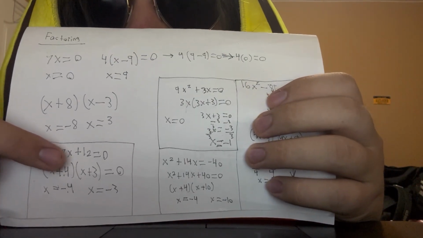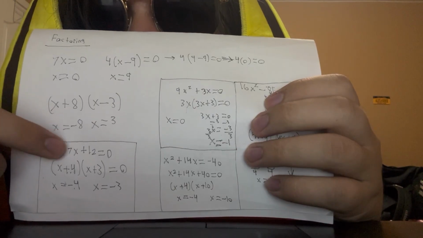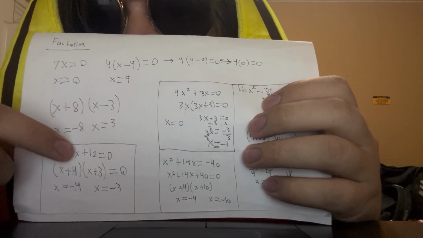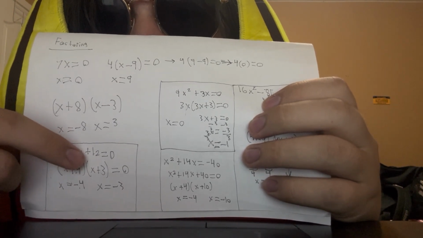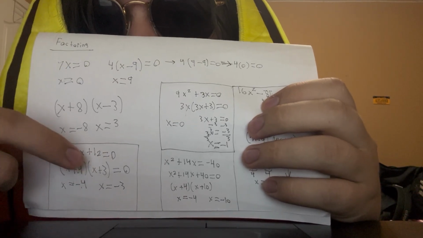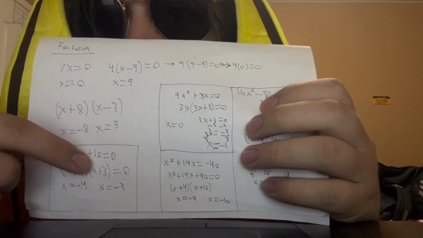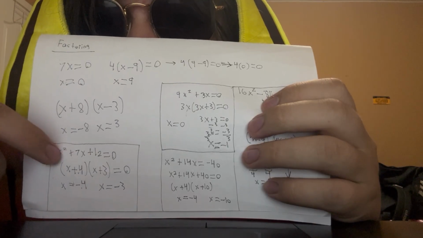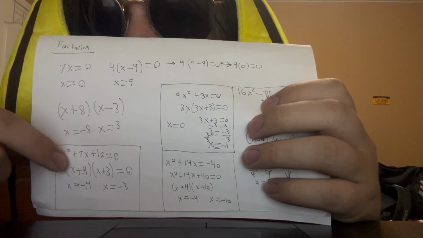x squared plus 7x plus 12. What two numbers can multiply into 12 and add into 7? 4 and 3. So x plus 4 and then x plus 3. And then how do you find 0? Well, minus 3 plus 3 is equal to 0. So that's one answer. And then x plus 4, that means minus 4. So minus 4 plus 4 equals 0.